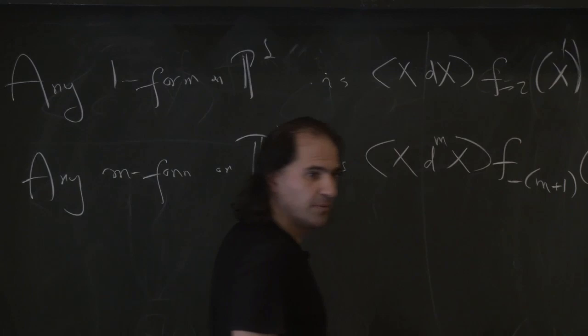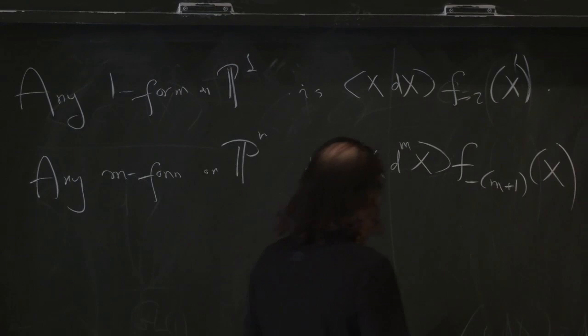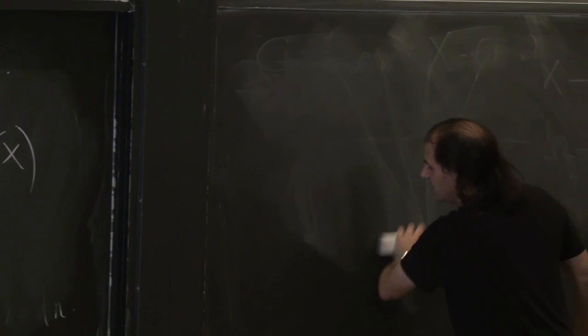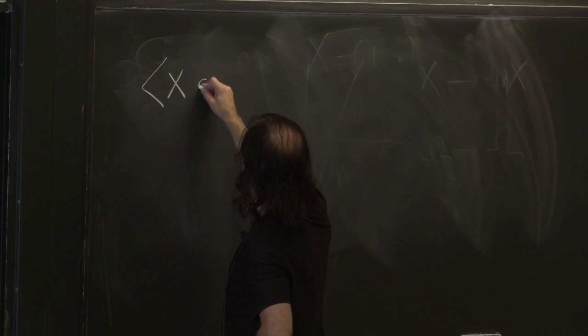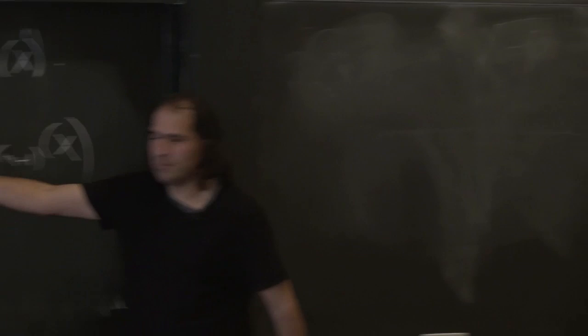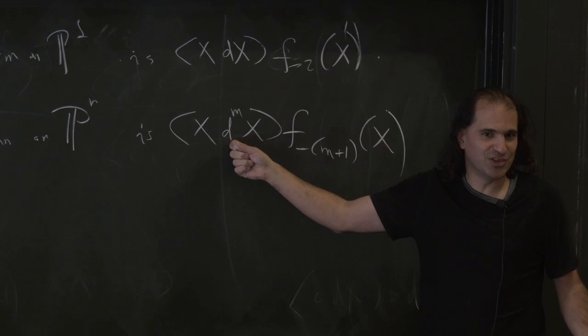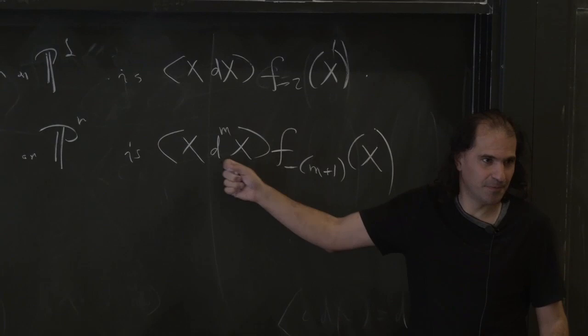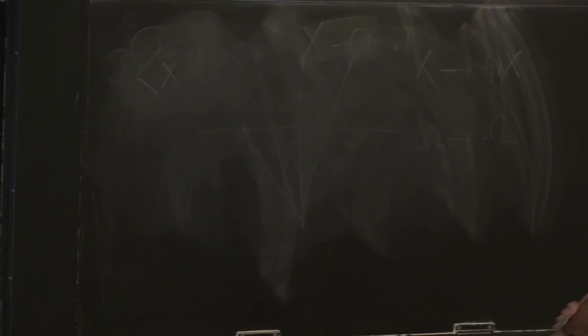All right, so let's practice with the simplest form we can write down in P1. Is it clear what I mean by this d^m x? I just wedge all the x's together. It doesn't vanish because the d's are anti-symmetric. So I'm contracting m dx's with an x, which is a non-vanishing thing.